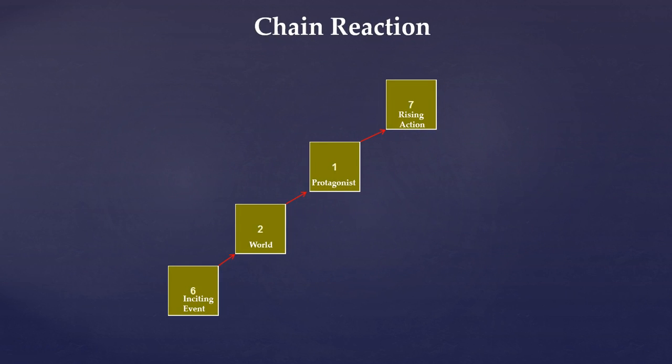Now let's look at the relationship between cards 6, 2, 1, and 7. This is the rising action, the chain reaction, the actual movement and action of your play. The inciting incident causes a chain reaction between the protagonist and the world, which forces all these events to happen. The question you want to ask yourself is, is there a connection between cause and effect here?